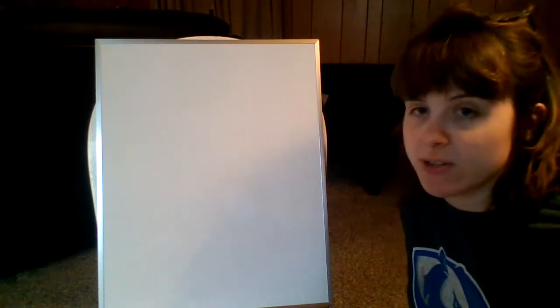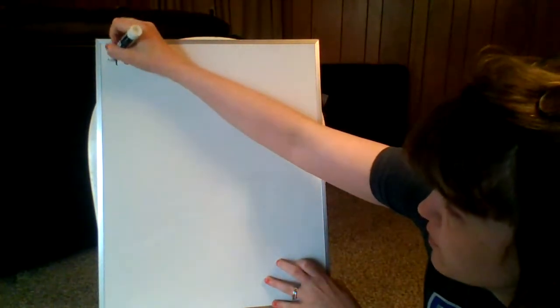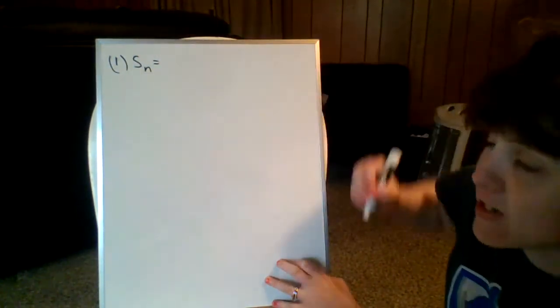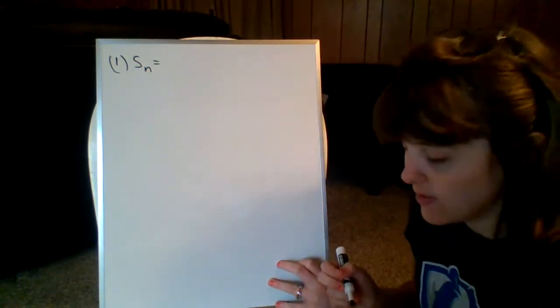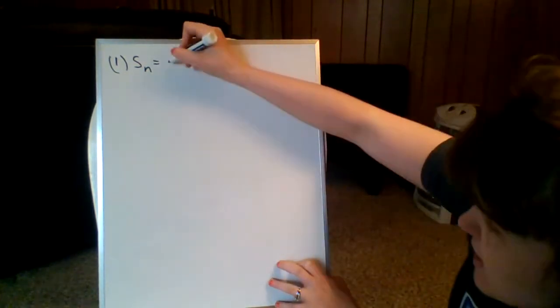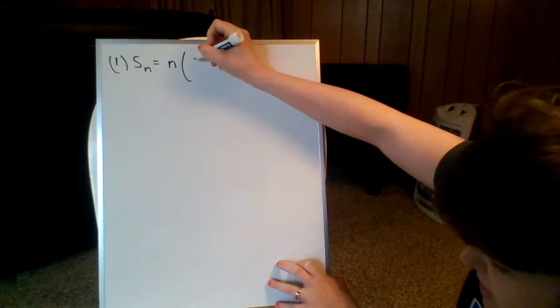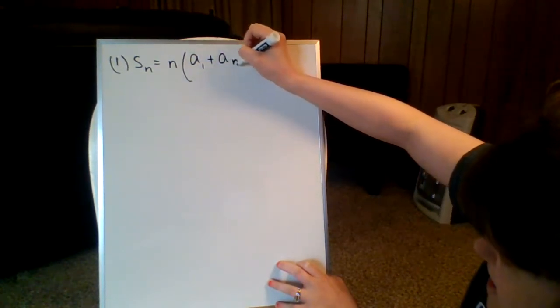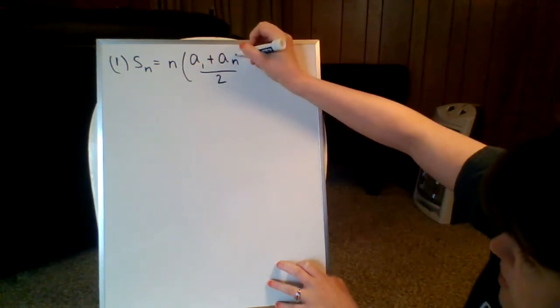Okay, so there are two formulas for an arithmetic series, so I'm going to write those down for you. The first formula looks like this. S sub n, that means the sum. And we have n times a1 plus an, divided by 2.